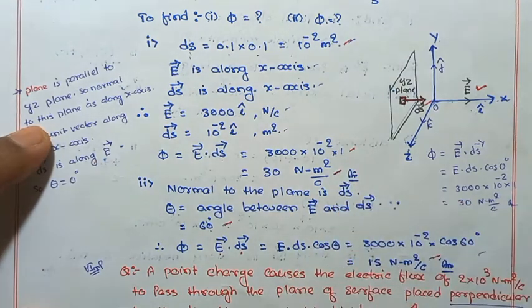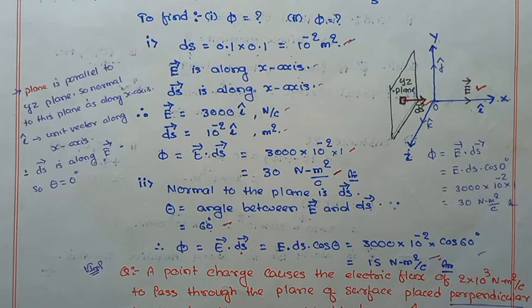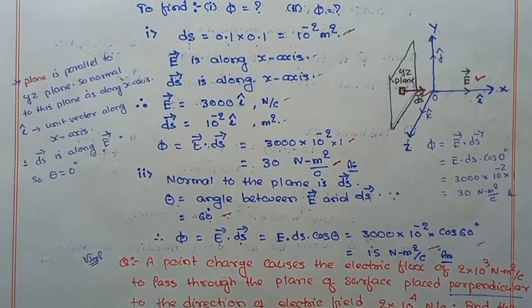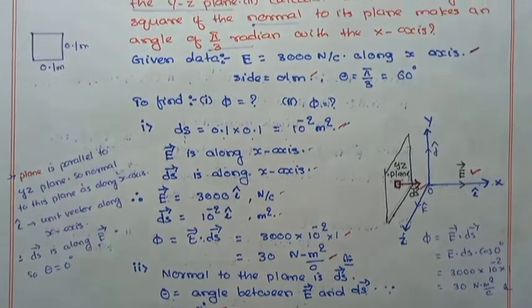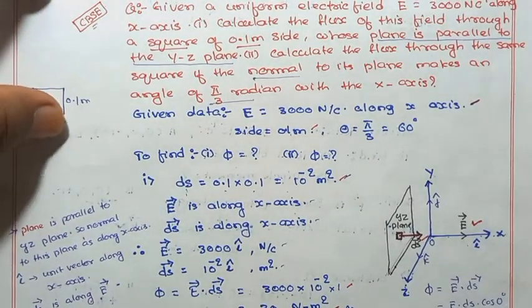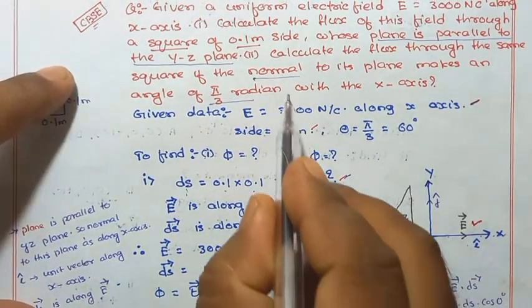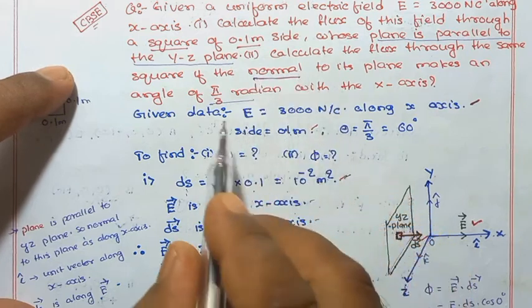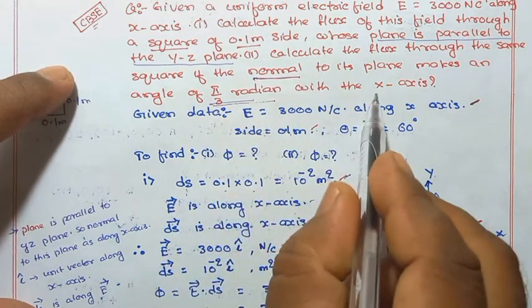Okay. In the second case, the normal to the plane makes an angle pi by 3 radian to the x-axis. Here the normal to the plane makes an angle pi by 3 to the x-axis.